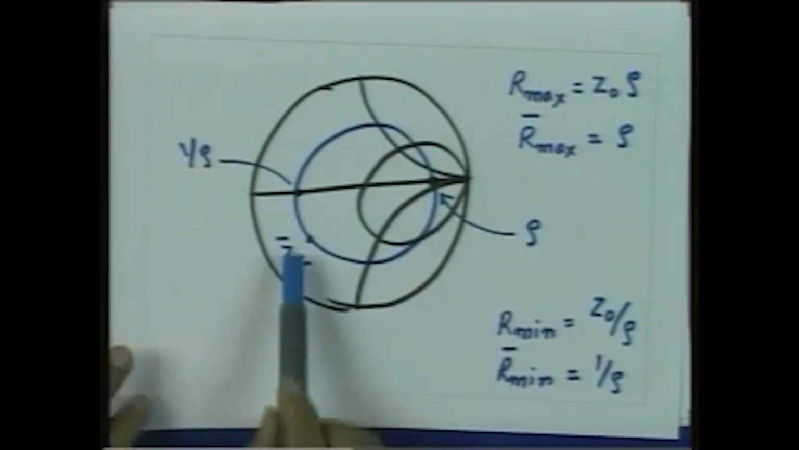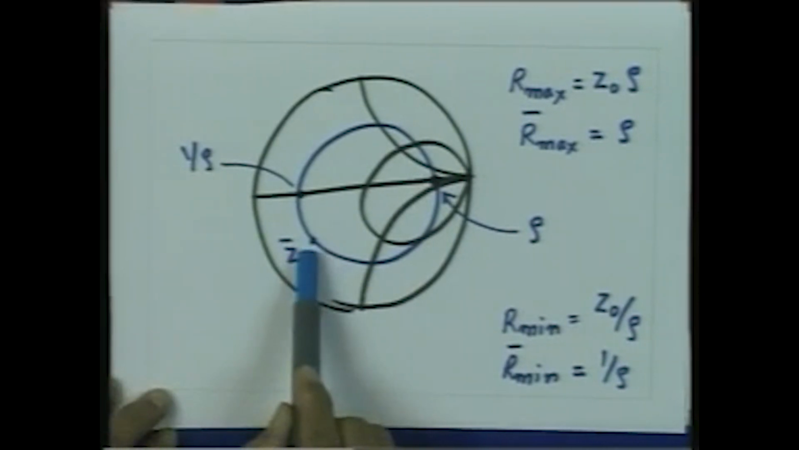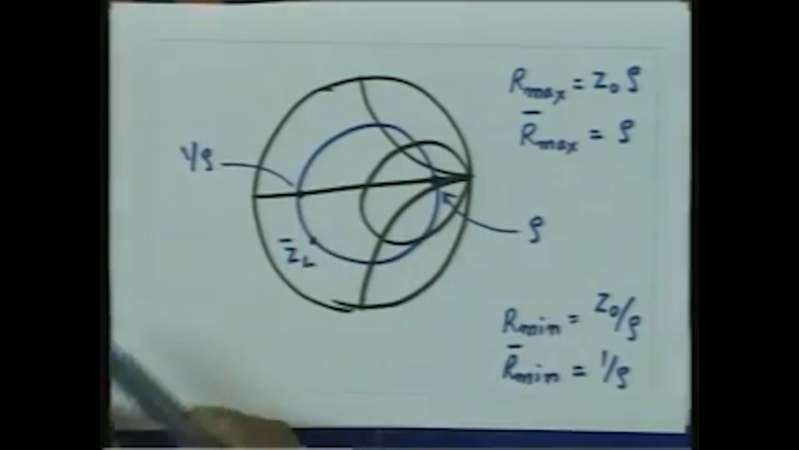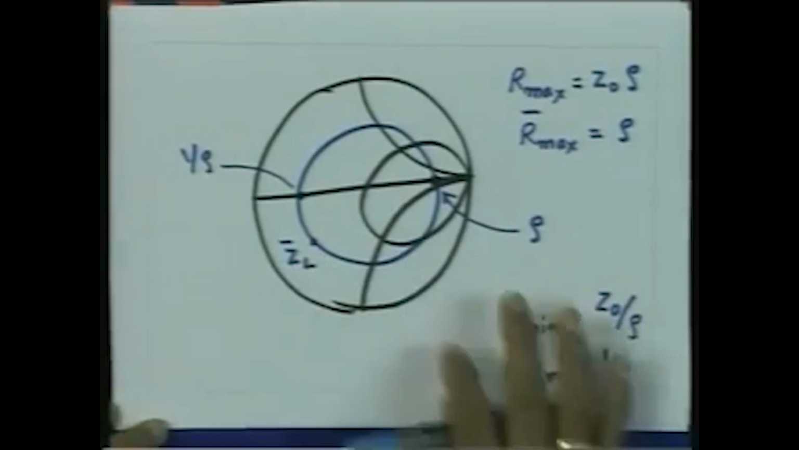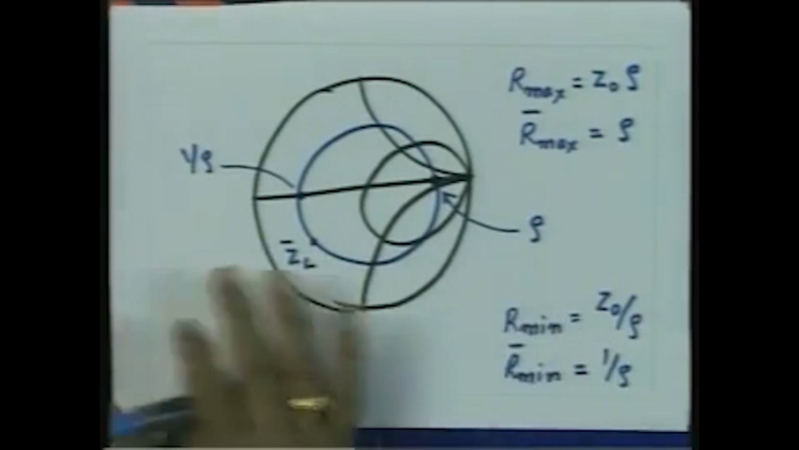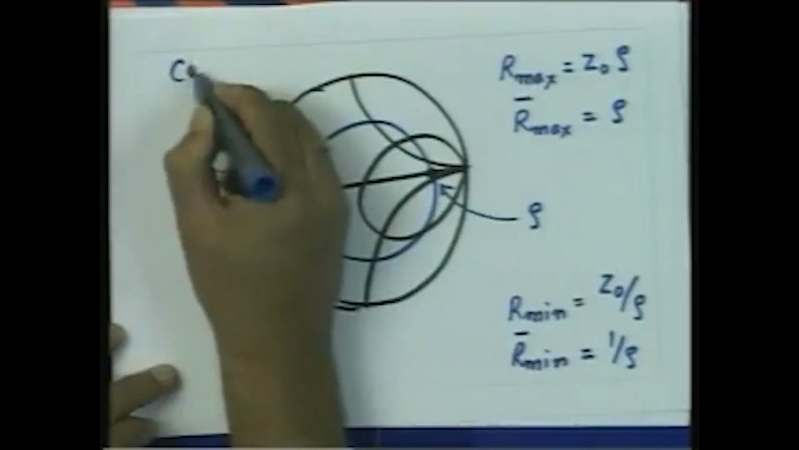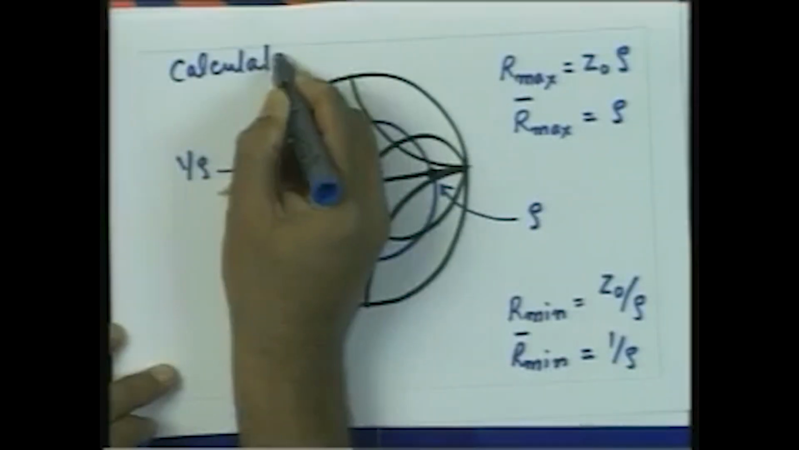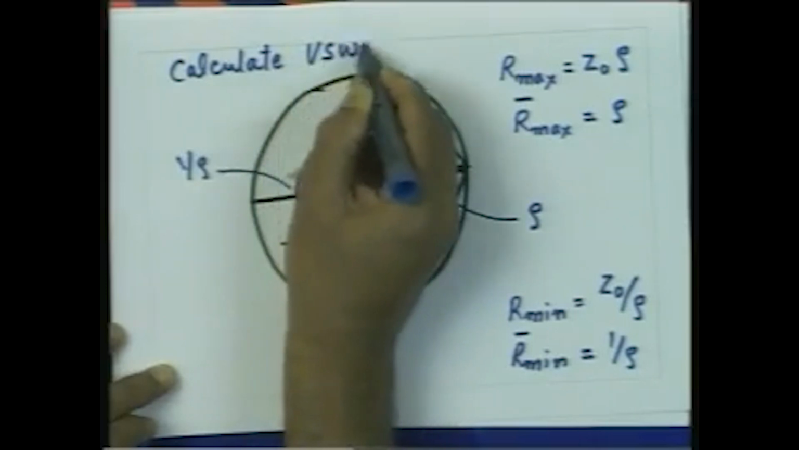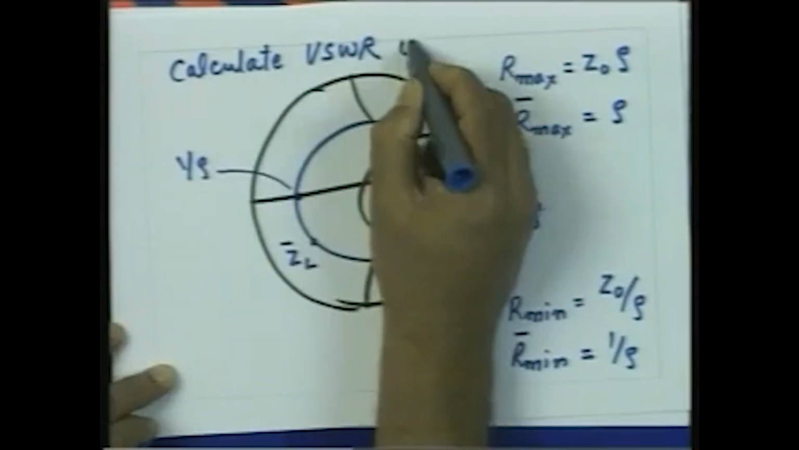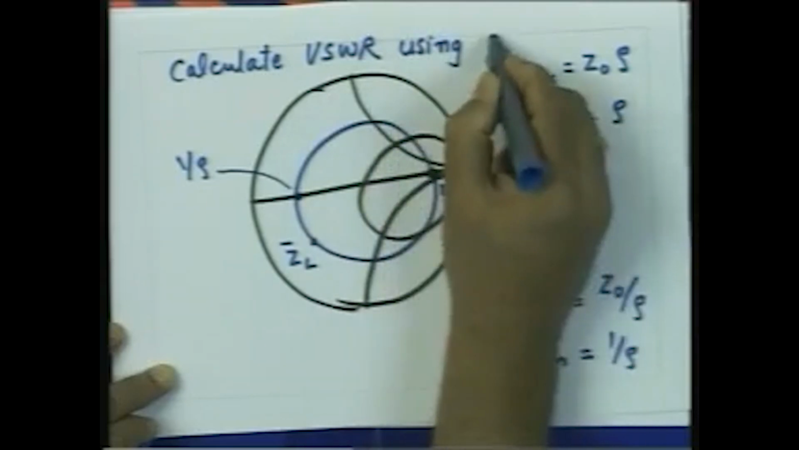So, again, once the load impedance or any impedance is marked on the Smith chart, and this circle, which is called the constant VSWR circle, is drawn on the Smith chart, then calculation of VSWR, reflection coefficient, and transformed impedance is a very straightforward problem. It is just a matter of reading off the values from different locations on the Smith chart. So, this is the way you can calculate VSWR using the Smith chart.